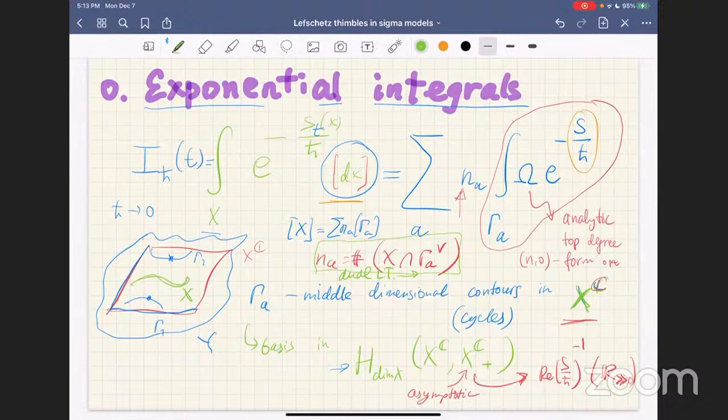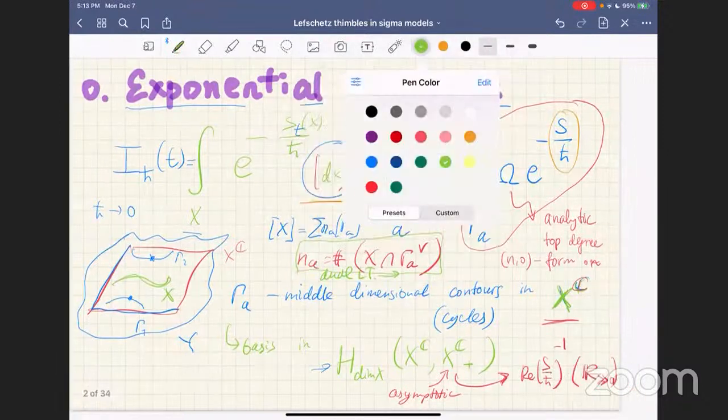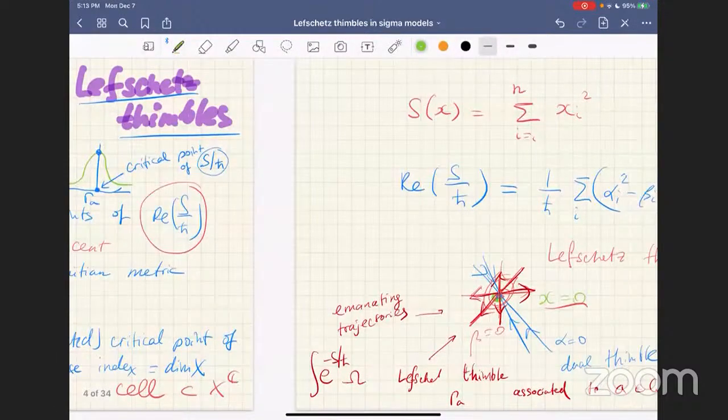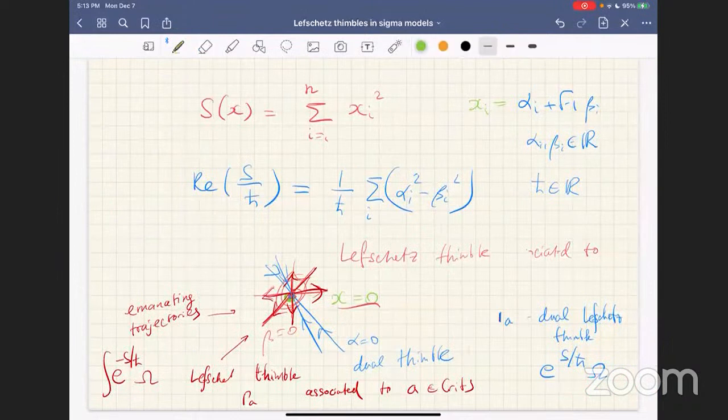Sorry, question? Say again? Could I ask, the dual thimble is an element of which space? So the dual thimble would be this element of the relative homology; it lives in dimension X, E. Thanks.